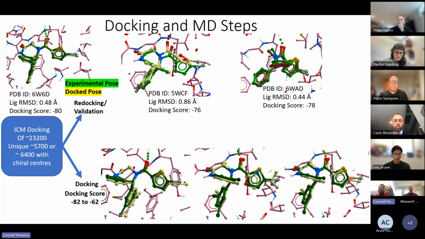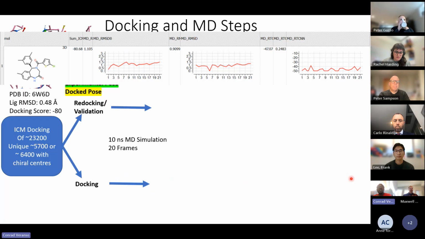This is based on the idea that similar molecules with similar structures should interact or bind in a similar way. So after docking, the next step is to evaluate the stability of these molecules. And to do that, we run MD simulation on a set of the dock poses. In this case, I ran a 10 nanosecond MD simulation, writing out 20 frames.